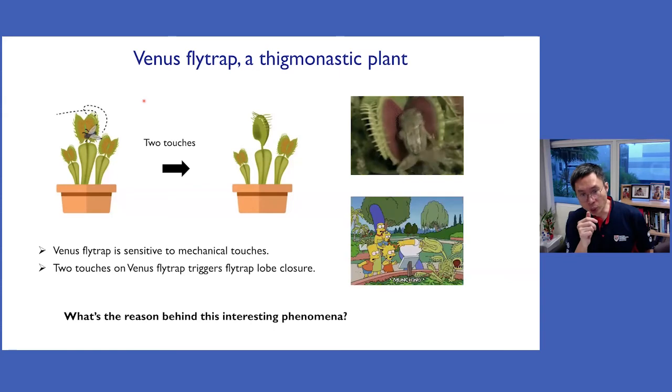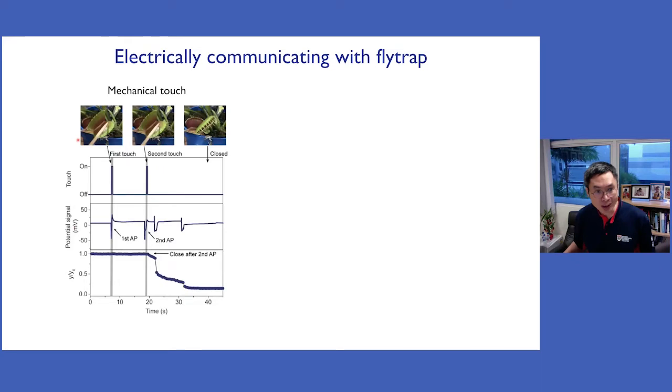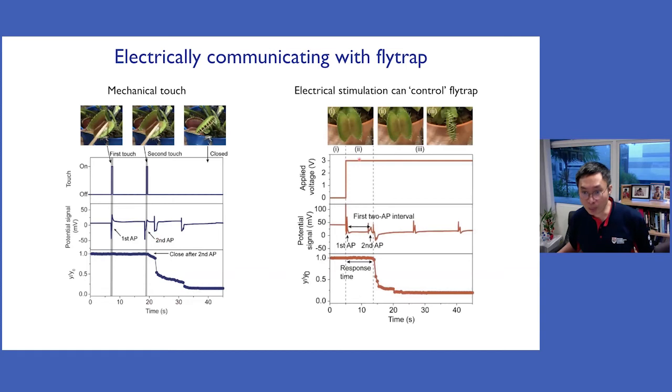So what we do is we put these conformal electrodes on the skin of the plant. We have two electrodes here, and these electrodes not only monitor, but can also electrostimulate to close the trap, as shown here. Why can we do it? Because in mechanical touch, once you touch two times, immediately an action potential is generated, and this action potential closes the trap. In a similar case, when you apply electrical signals two times, they also lead to the trap closing. So this is how we electrostimulate to control the flytrap closing.